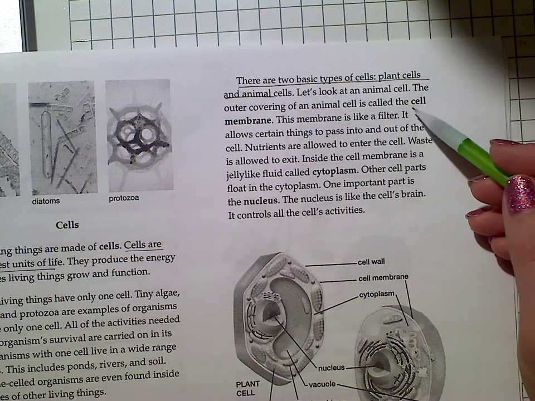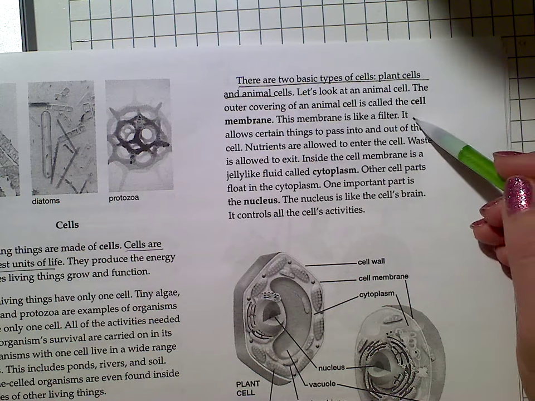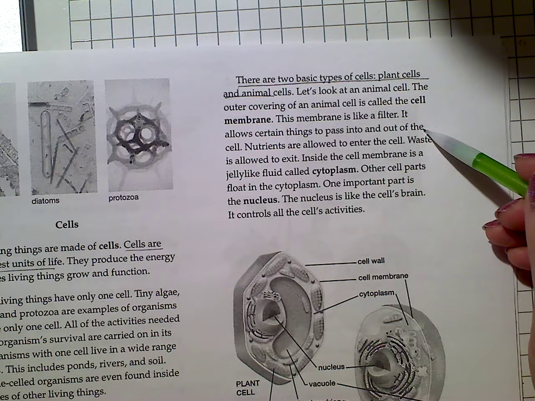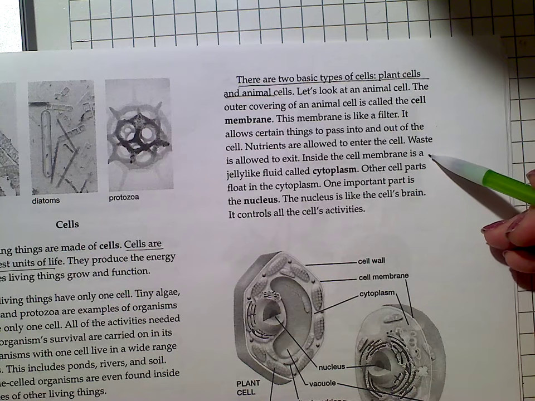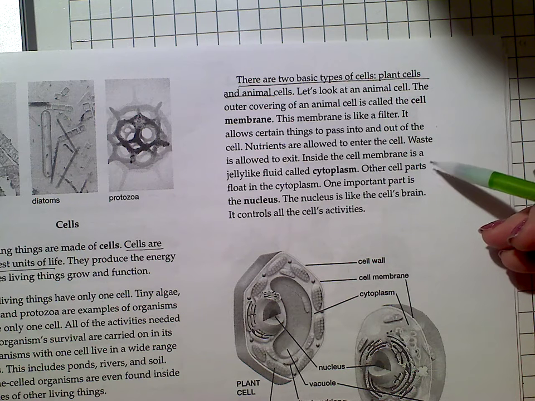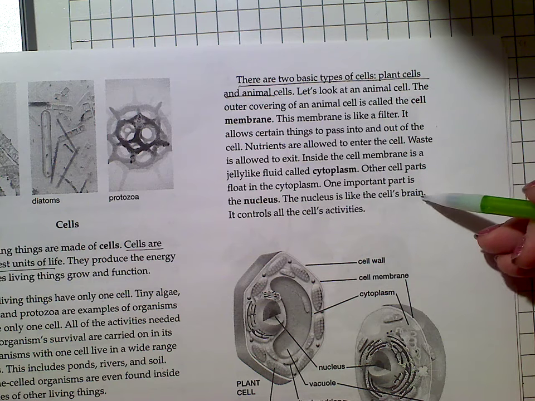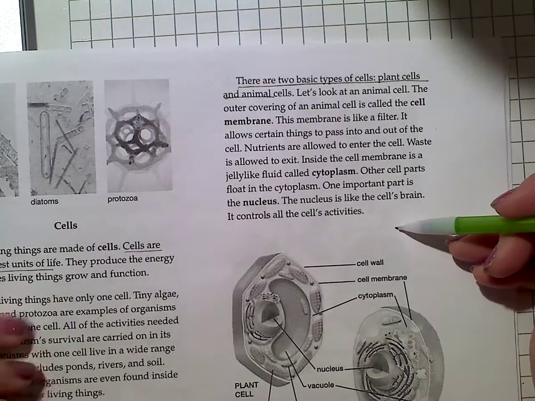The outer covering of the animal cell is called the cell membrane. The cell membrane is like a filter. It allows certain things to pass into and out of the cell. Nutrients are allowed to enter the cell. Waste is allowed to exit. Inside the cell membrane is a jelly-like fluid called cytoplasm. Other cell parts float in the cytoplasm. One important part is the nucleus. The nucleus controls all of the cell's activities.